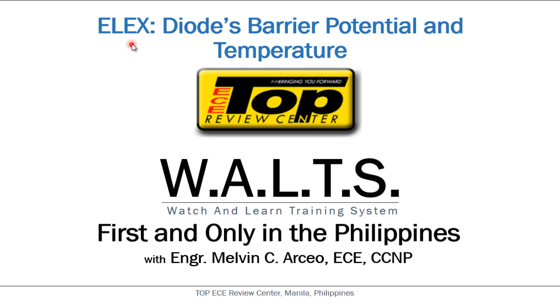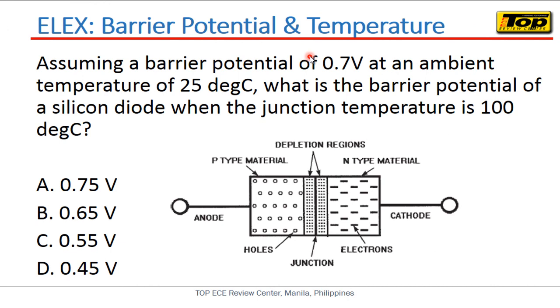Nasa electronics na tayo, and we're going to have the diodes, barrier potential, and temperature. Without further ado, this will be our question. Assuming a barrier potential of 0.7 volts at an ambient temperature of 25 degrees Celsius, what is the barrier potential of a silicon diode when the junction temperature is 100 degrees Celsius?